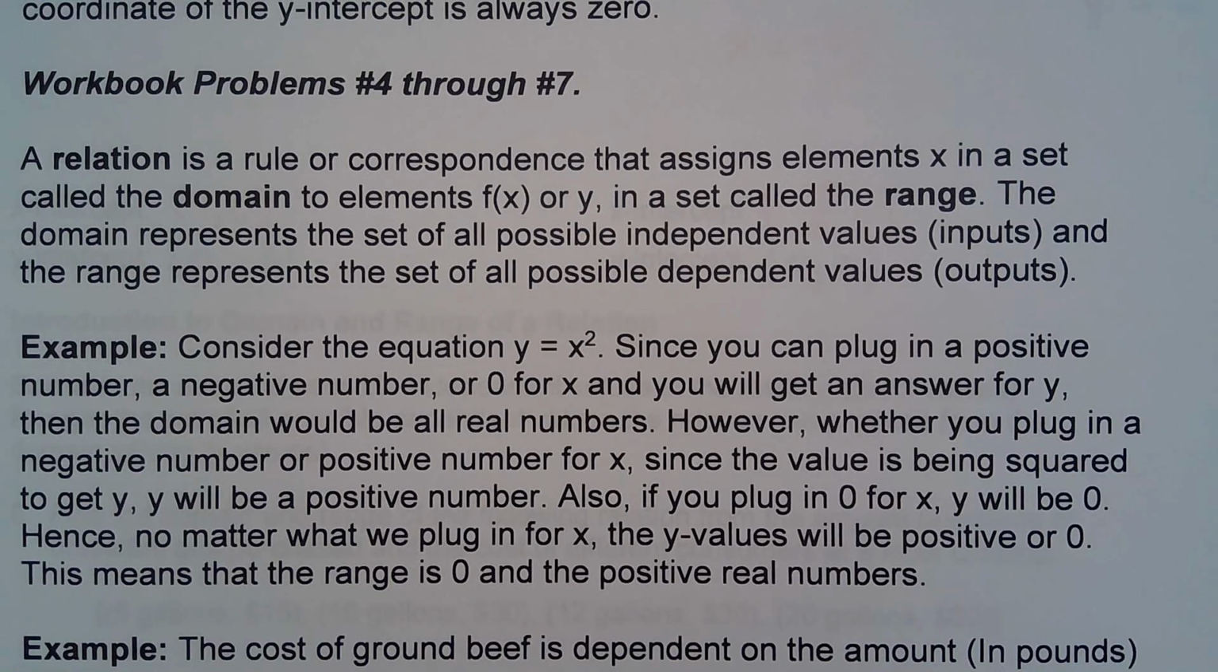For example, consider the equation y equals x squared. Since you can plug in a positive number, a negative number, or 0 for x, and you always will get an answer for y, then the domain would be all real numbers. However, whether you plug in a negative number or a positive number for x, since the value is being squared to get y, y will always be a positive number. Also, if you plug in 0 for x, y would be 0. Hence, no matter what we plug in for x, the y values will be positive or 0. That means the range is 0 and the positive real numbers.